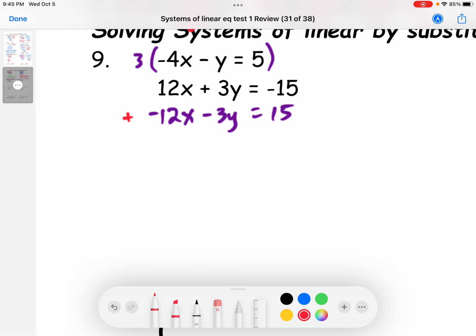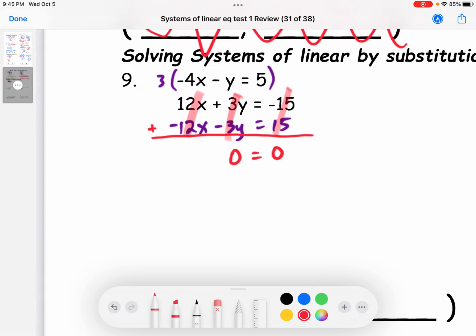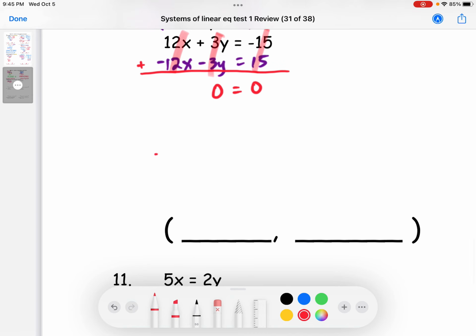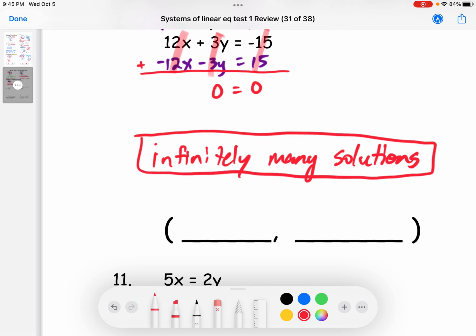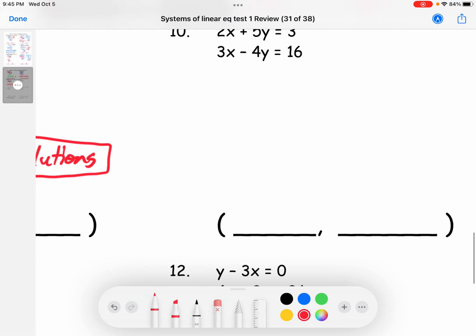Look at what happens when we add these equations together. We've got another one of these special situations. When we add the equations together, x's eliminate, y's eliminate, and negative 15 plus 15. The constants eliminate. Everything gets eliminated. We've got 0 equals 0 again. There it is, folks. Infinitely many solutions. Moving on to number 10.